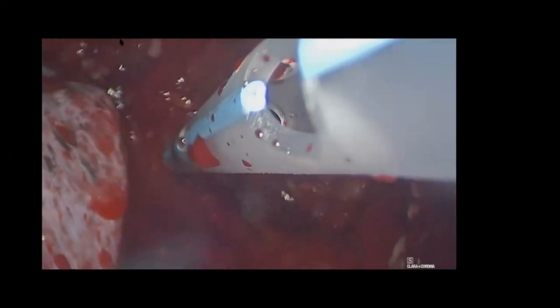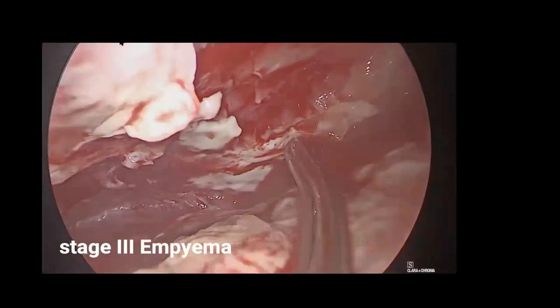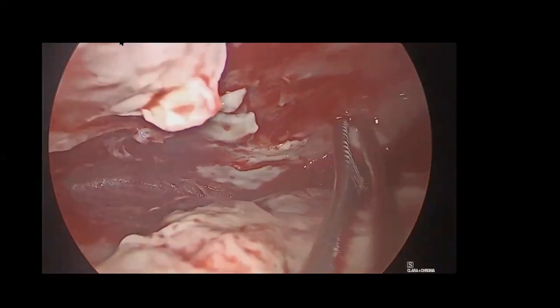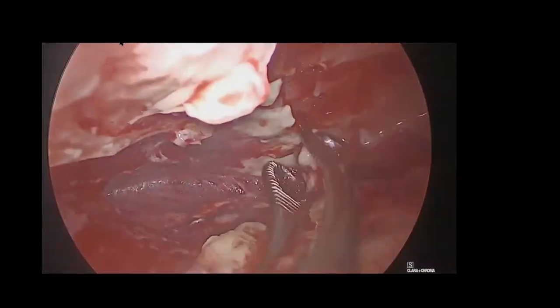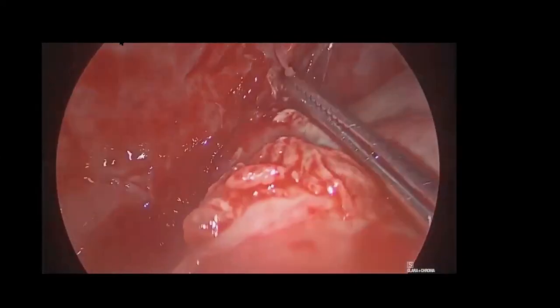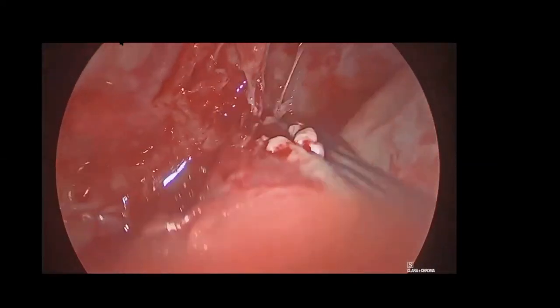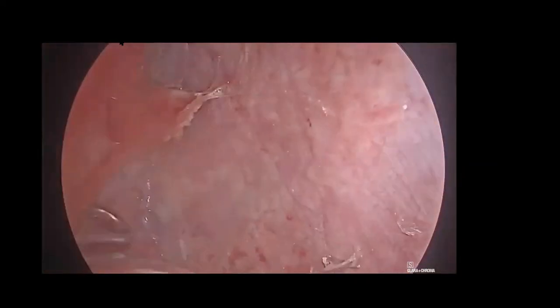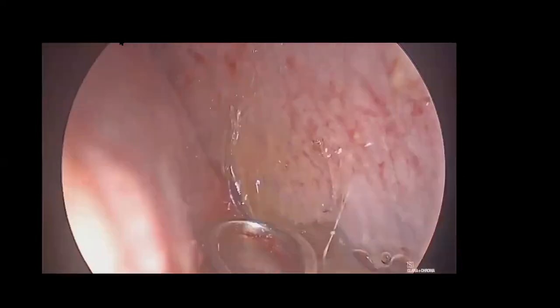So this was a post-infectious empyema thoracis. In some cases, they do develop this thick peel that covers the lung, prevents it from expanding, causing a trapped lung. So you do decortication to try to free up and let that lung expand. So this is a more advanced stage, maybe a stage 2 to 3 empyema thoracis.